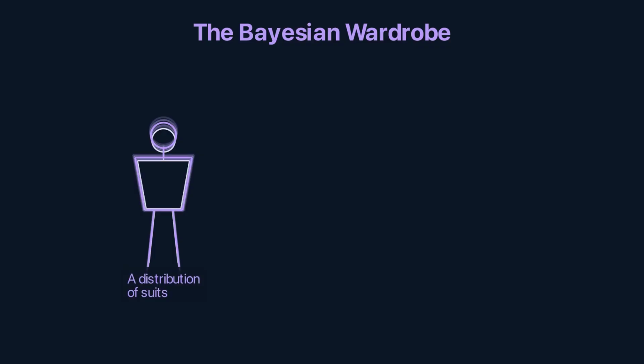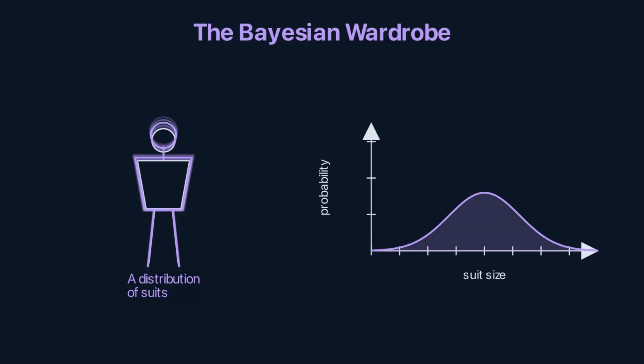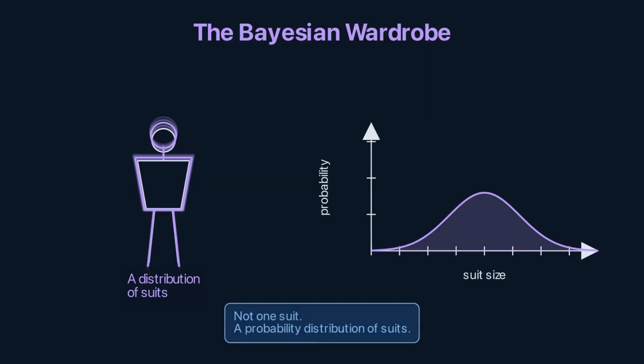Both least squares and maximum likelihood produce one suit. But what if the tailor isn't sure about the measurements? What if she wants to express her uncertainty? This waist measurement is reliable, but the inseam is less certain. The Bayesian approach doesn't make one suit. It makes a probability distribution of suits.